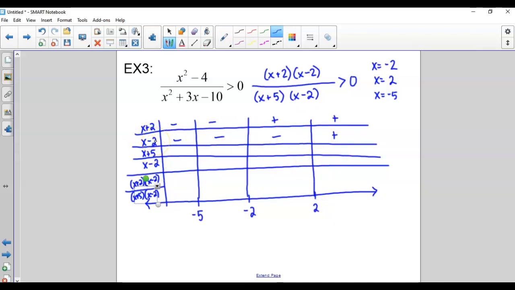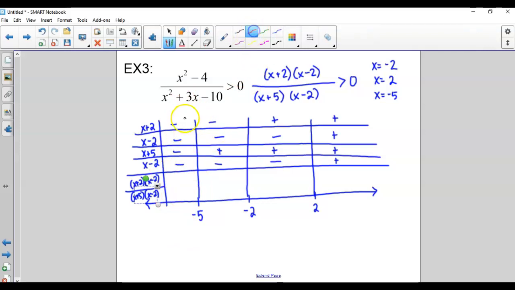You've got x plus 5, so if you have negative 6 plus 5, that gives you a negative. If you have a negative 3 that falls in between negative 5 and negative 2, that's going to give you a positive. And then any number larger than that also gives you a positive. And then this last row right here before we do our answer, x minus 2 is the same as this line right here. So we can just copy that one more time.